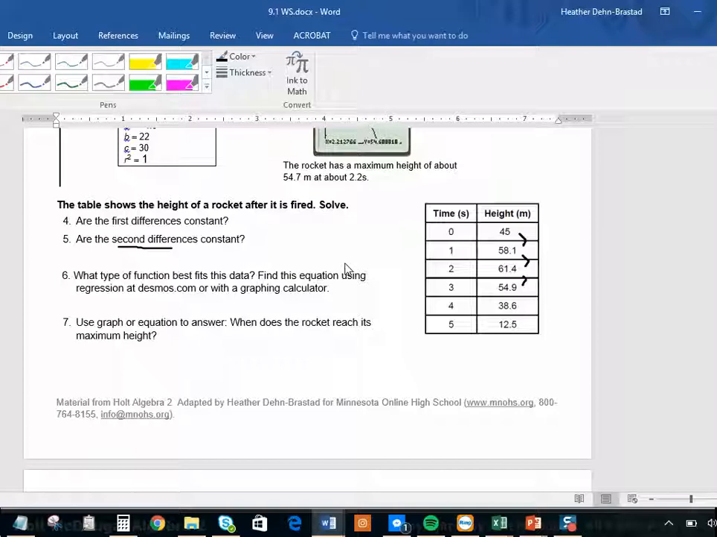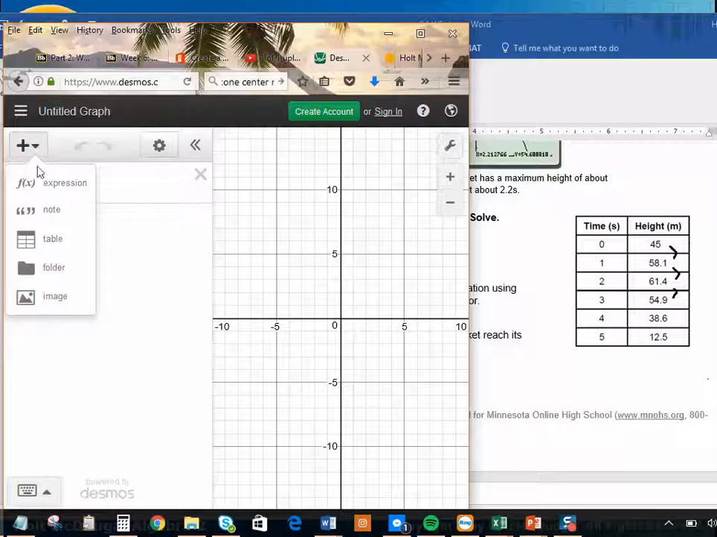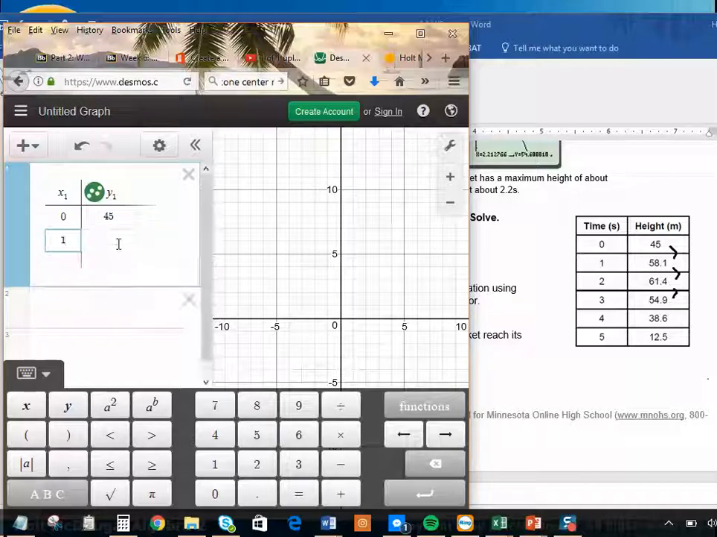Now we can check this at Desmos.com. So here I am at desmos.com, and I need to add this data. So I'm going to add a table. And in my table, I'm going to use the time as the X and the height as my Y values. And I just put each of these data points in.